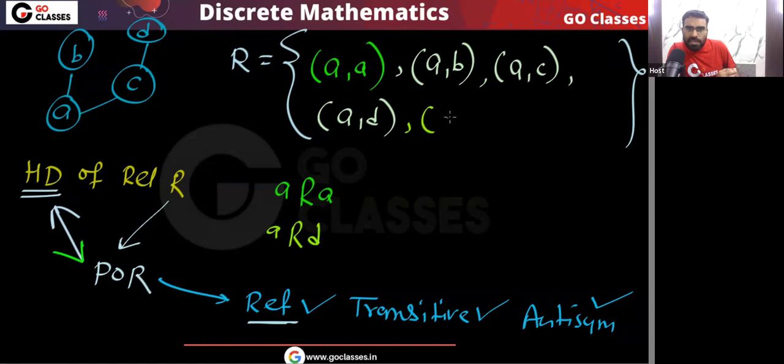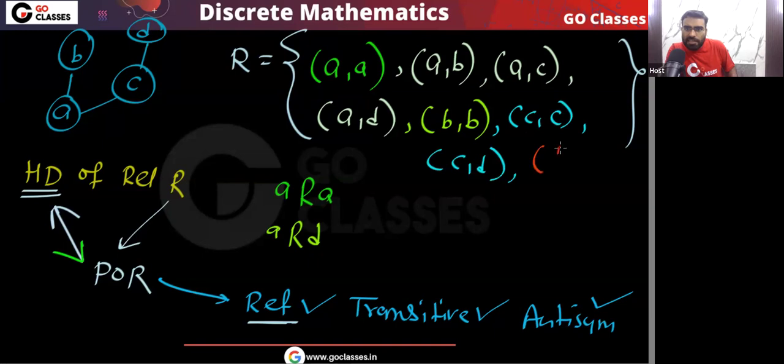Next, you can see B is related to whom? B is related to only B. C is related to whom? C is related to C, and C related to D. And D is related to only D.